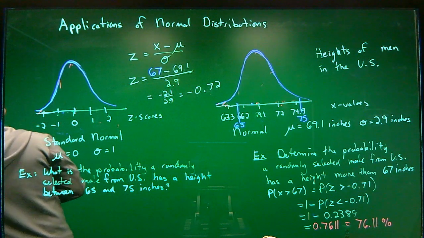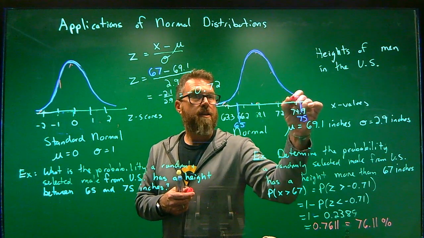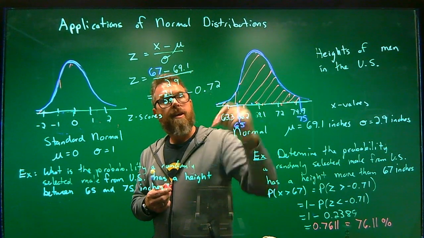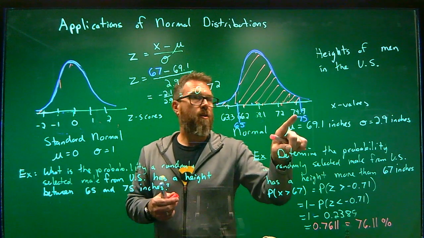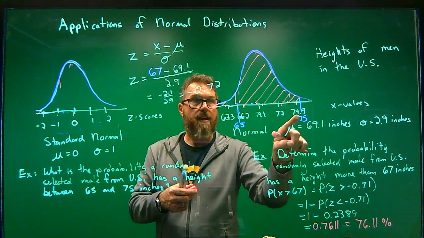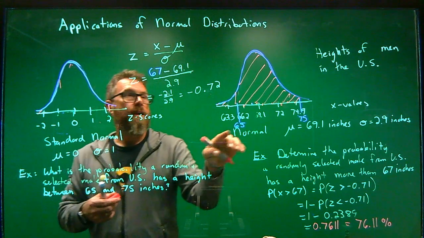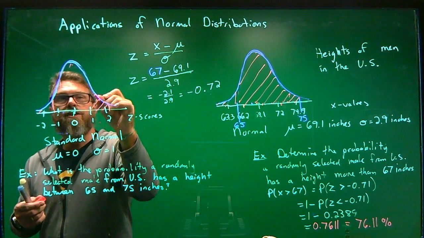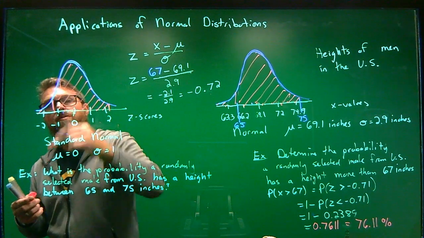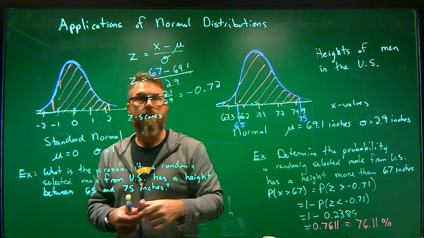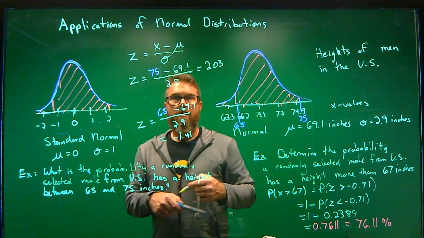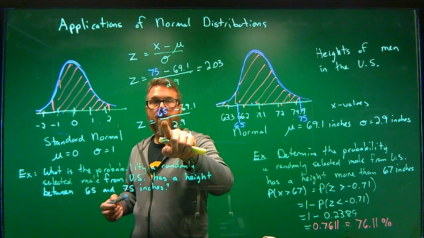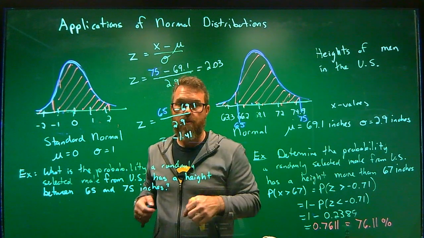So what I'm asking for is this pink area between 75 and 65 inches. I already know this should be above 2 standard deviations, so I'm assuming it's going to be somewhere around here. And this looks like it's less than 1 standard deviation, so it should be somewhere over here. So when I find their z-scores, I'm expecting those types of numbers. Let's find the z-scores for each one. The z-score for 75 is going to give me 2.03, which is what I expected. The z-score for 65 is going to give us negative 1.41, which is what I expected.